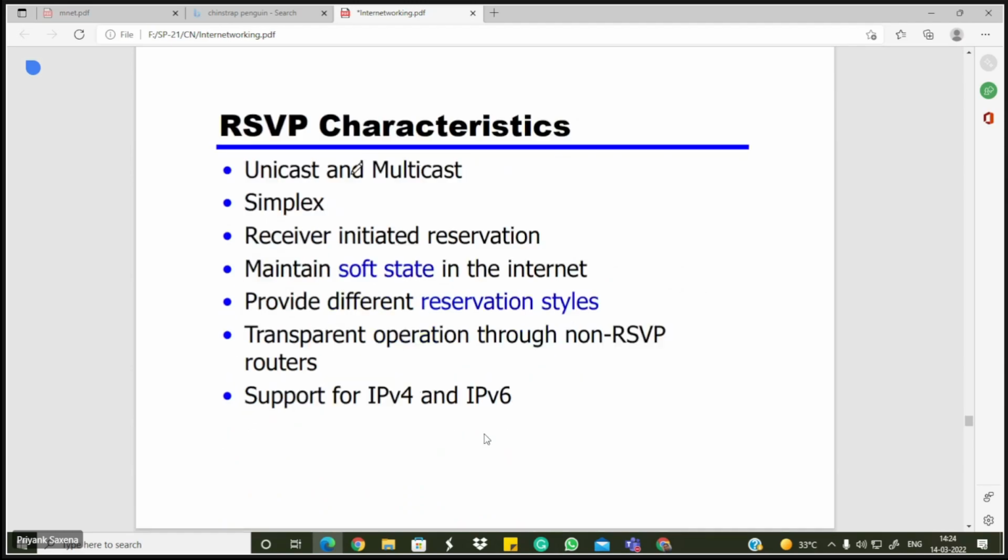So how does it work? What are the characteristics of RSVP? RSVP can be used for both unicasting and multicasting. Unicasting means there is one source and one destination. But multicasting means one source and multiple destinations, scattered over different networks. It's very complex. So here, the important thing is that the reservation is initiated by the receiver. Receiver-initiated reservation. So the receiver reserves the resources.